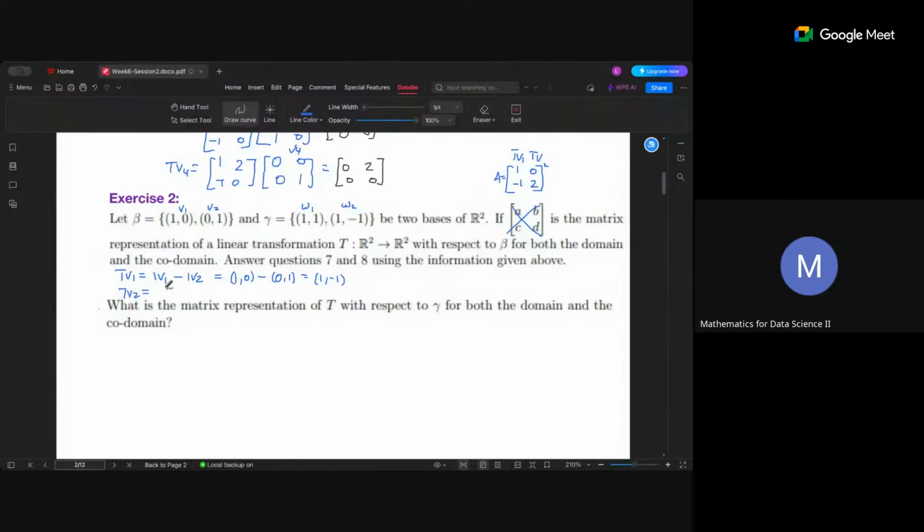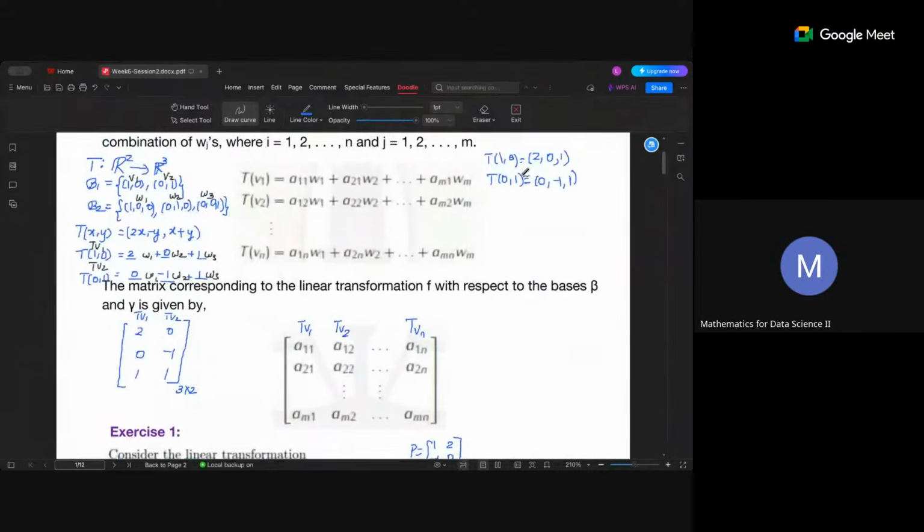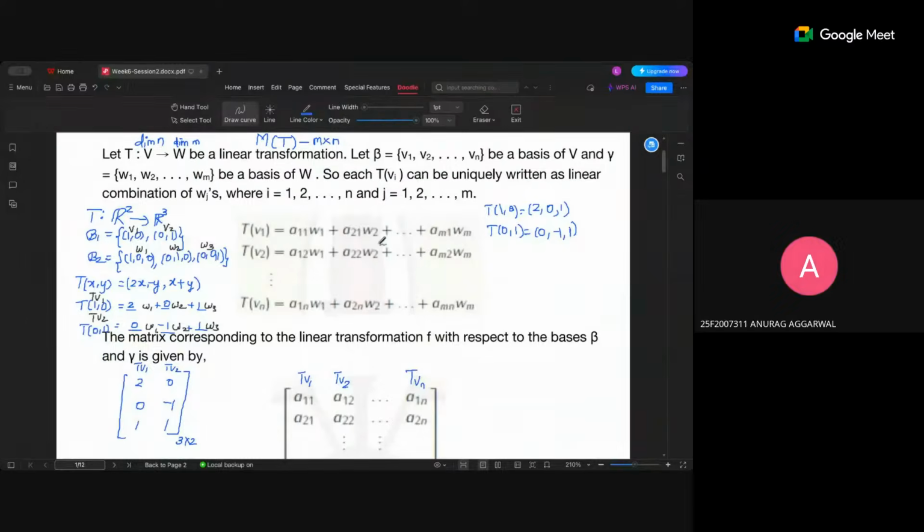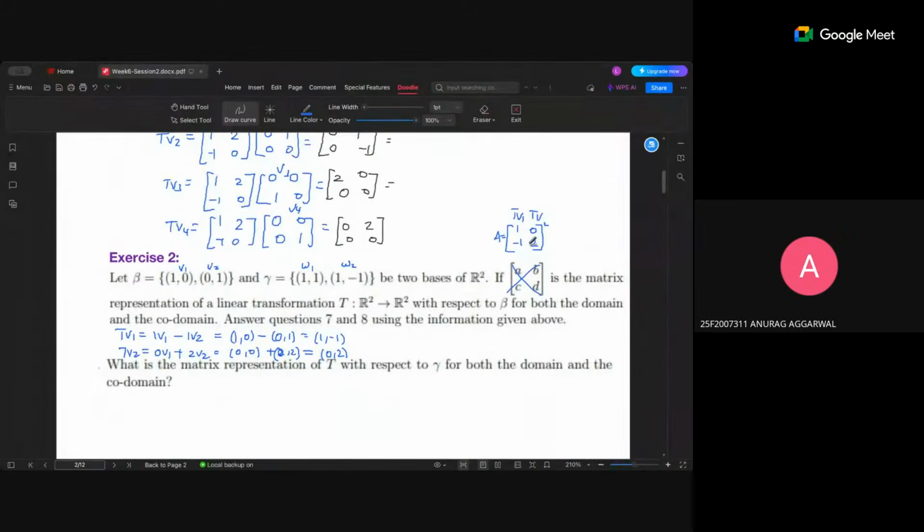Similarly, T(v2) is 0v1 plus 2v2. So it is (0, 2). Ma'am, how is it 1v1 minus 2v2? That is how we are doing this matrix representation, you remember. T(v1) is a11 w1 plus a21 w2 and so on. Okay, now we are doing the reverse. We usually go from this to this. Now we have the matrix, and from the matrix we are going back to this.